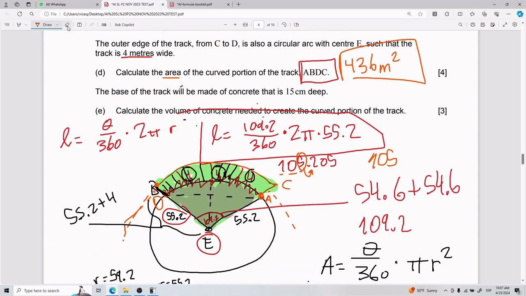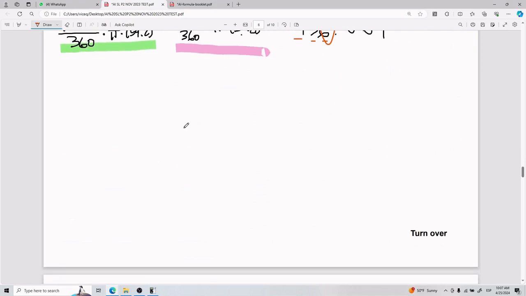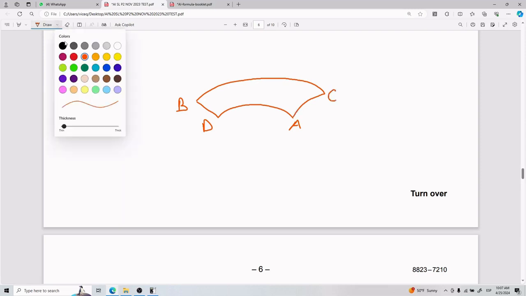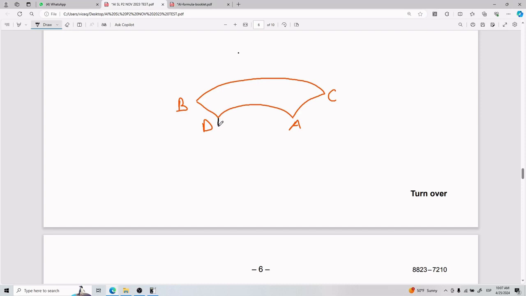Then they tell us that the base of the track will be made of concrete that is 15 centimeters deep. And so, for part E, we need to calculate the volume of the concrete needed to create the curved portion of the track. So if I get very, very fancy with my math drawing skills, you have A, you have D, you have B, and you have C, right? And so technically right now they're telling us, okay, we need to put some concrete on like below this whole part.